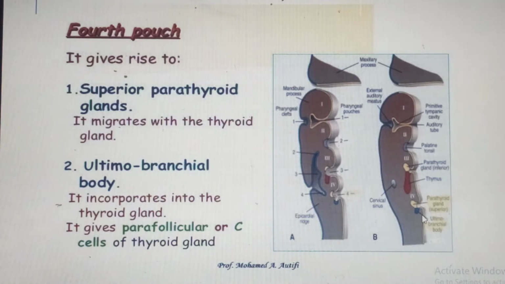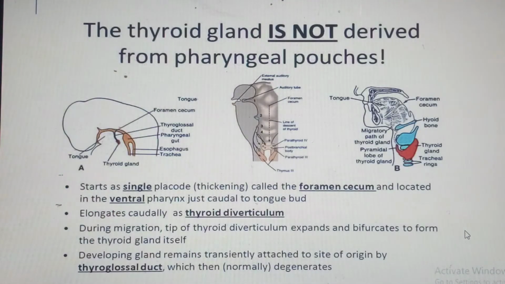Then I told you that the fourth pouch is giving rise to the superior parathyroid gland. Now, these two areas, the fourth pouch together with the ultimobranchial body, are often referred to as the caudal branchial complex, or the caudal pharyngeal complex. Remember that branchial and pharyngeal are synonymous. So please get to know that. Although I'm talking about the parafollicular C cells coming indirectly from the ultimobranchial body, what I want you to know is that the thyroid gland is never derived from pharyngeal pouches.